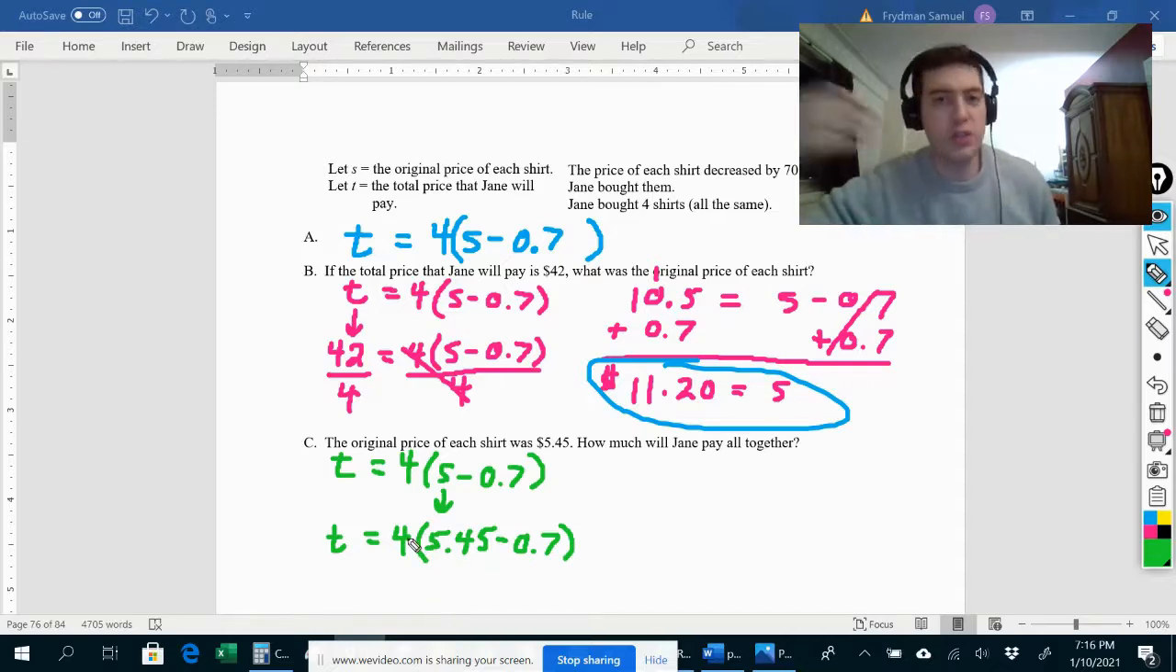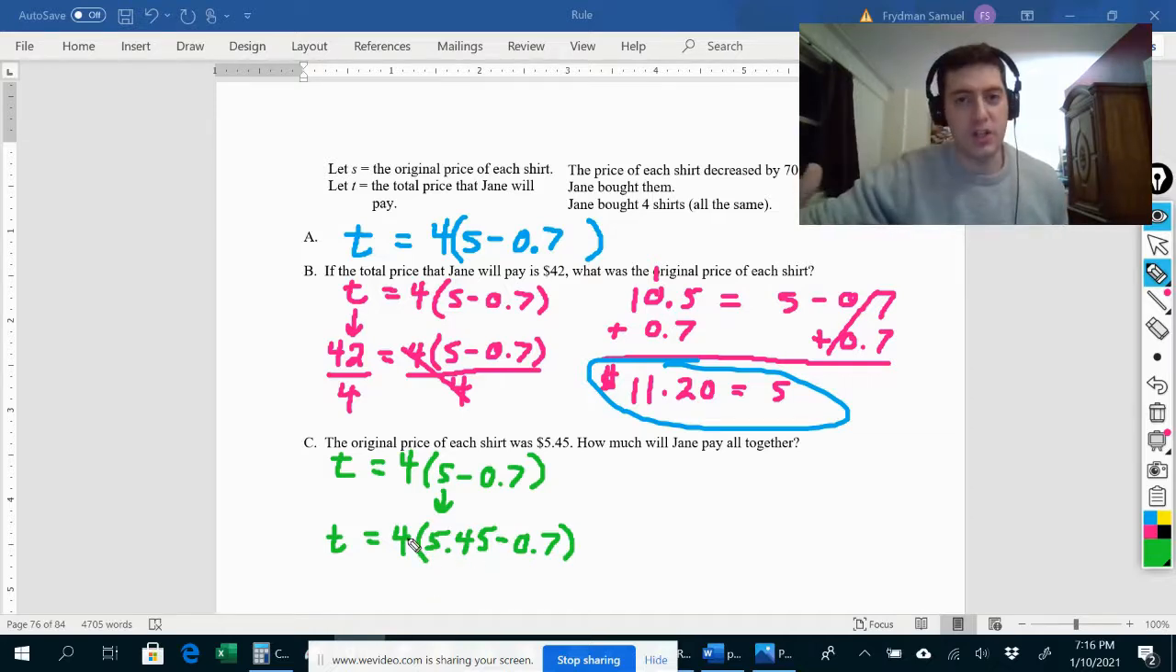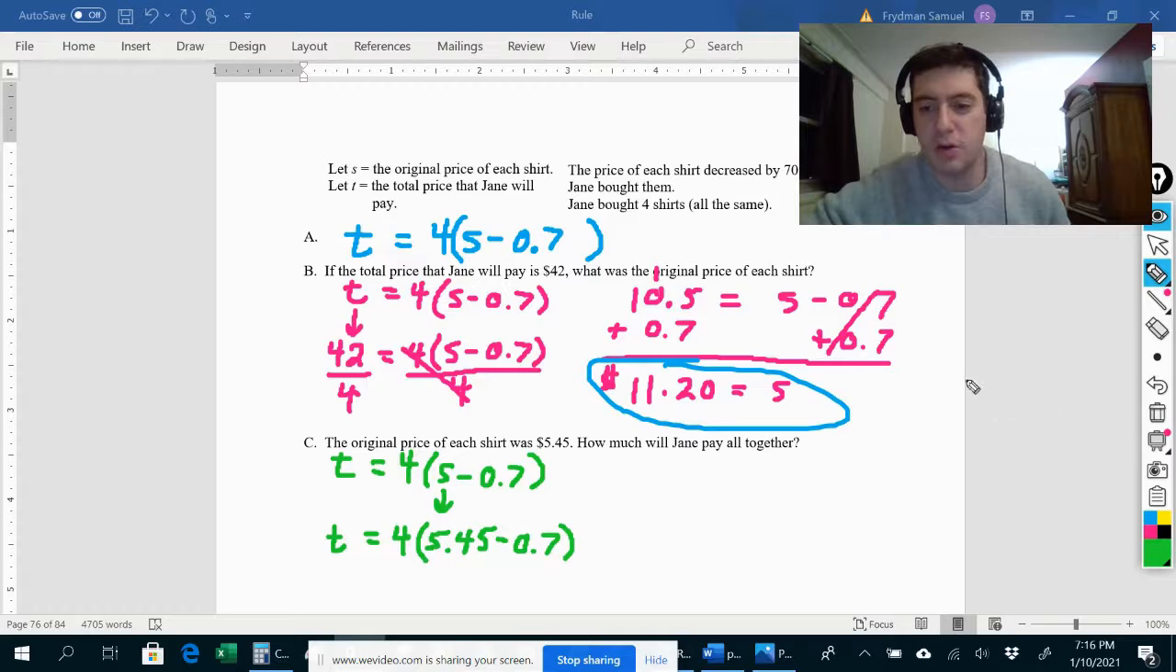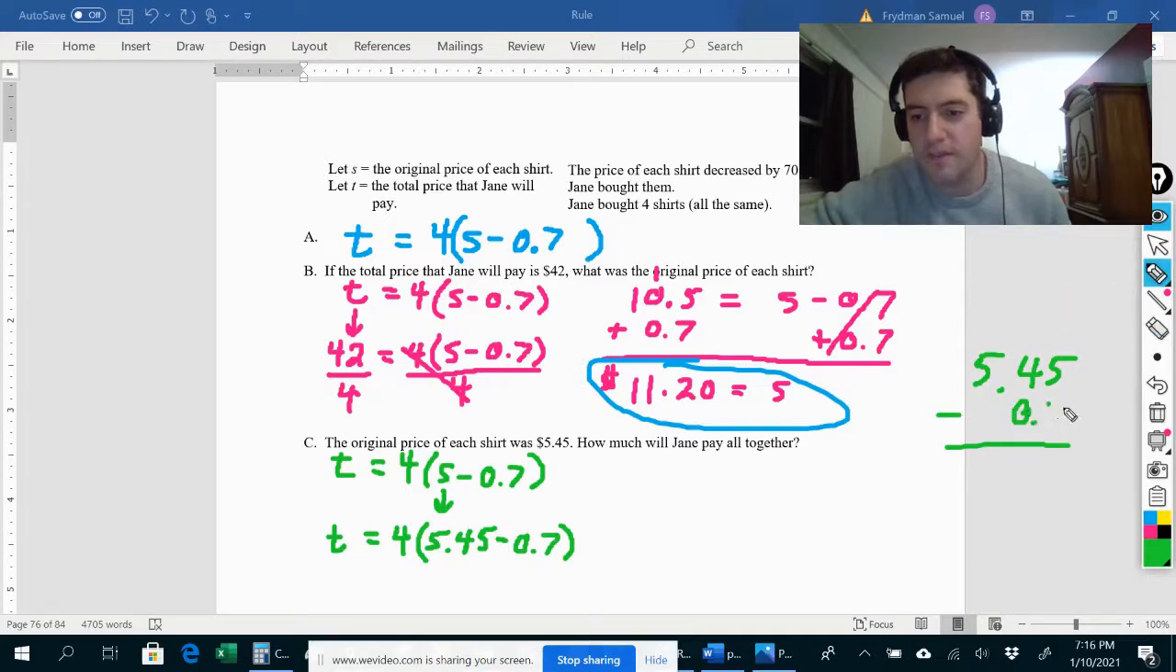So we're just going to use our order of operations, right, PEMDAS, which tells us we're going to do what's in parentheses first. So 5.45 minus 0.7. Let's do that on the side here. Don't forget to line up the decimal. I know so many students would do this, right? But here the decimals are not lined up. If I'm doing addition or subtraction, I need to line up the decimals.